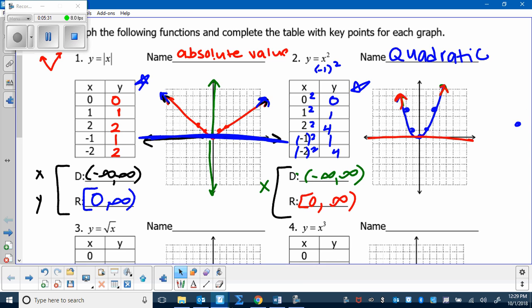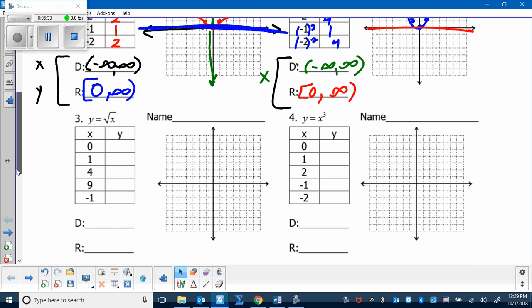Okay, now let me do the square root graph. I'm so excited. What's the square root of 0? 0, good job. So the name of that graph is square root. There's no fancy name for it. And we know it starts at the origin. So far, if you've noticed, they all start at (0, 0).